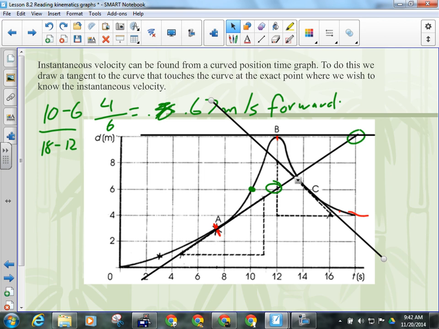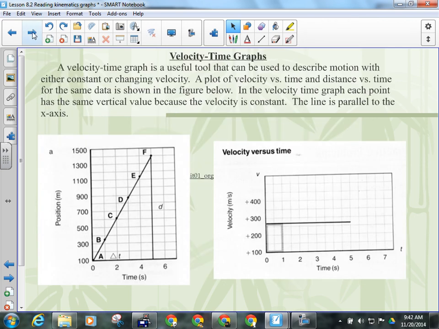All right. So for velocity versus time graphs, a velocity versus time graph and a position versus time graph show the same object doing the same thing. They show it from different points of view. So in this case, these two graphs here are of the same object, undergoing the same motion. Why do they look different?